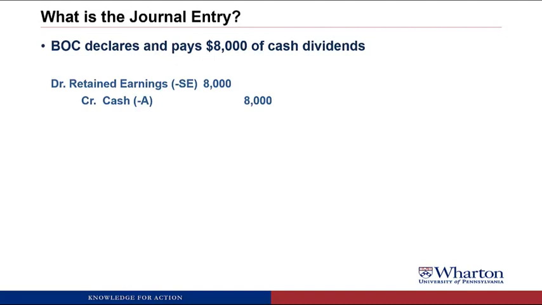So now we know we're looking for a debit. The other part of the transaction is dividends. We're paying dividends. Now remember, dividends are a reduction in retained earnings. Retained earnings are a stockholders' equity account. Stockholders' equity accounts have credit balances, so we reduce them with a debit. So we reflect the dividend by debiting retained earnings for $8,000.